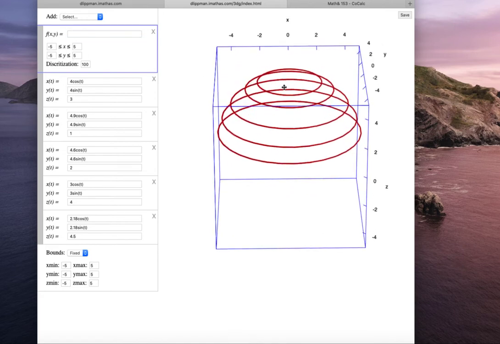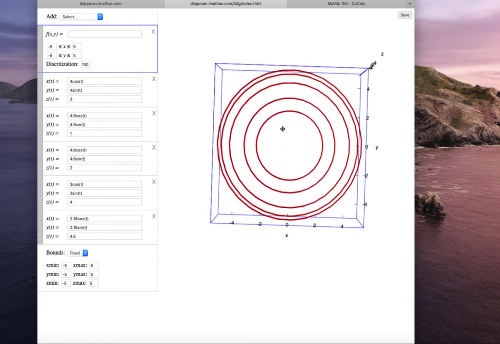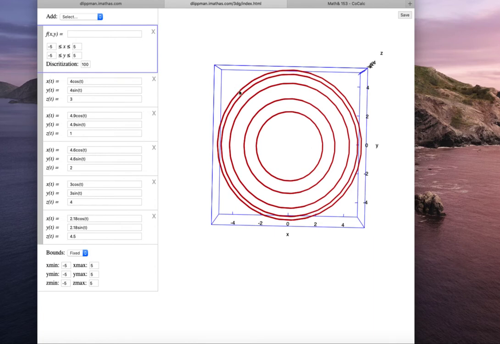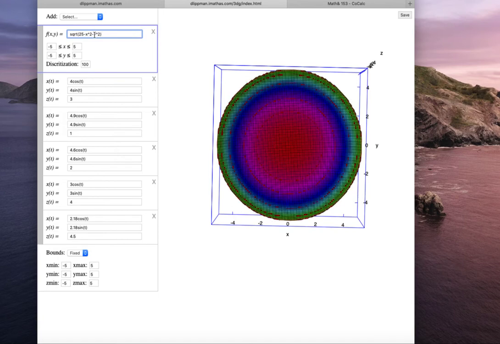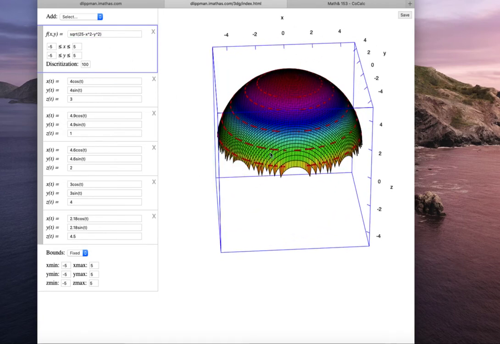Notice how close the level curves are. The level curves are much closer out toward the edge here than they are in the middle, and so that corresponds to a quicker increase in height. And I should be careful how I say that.